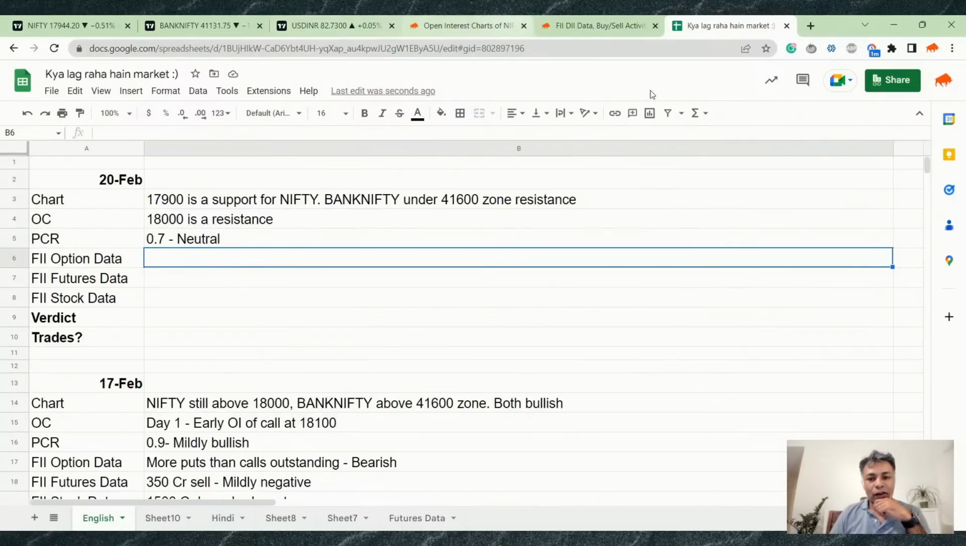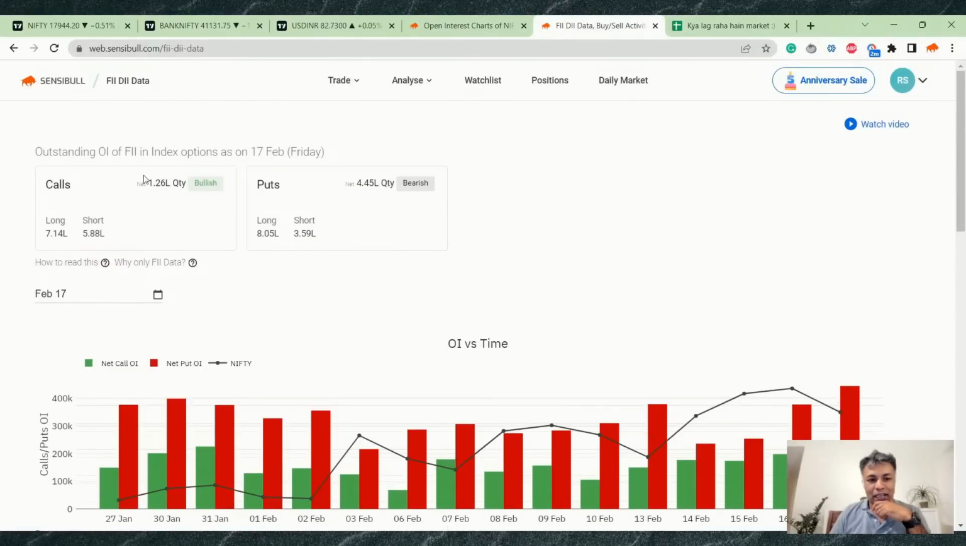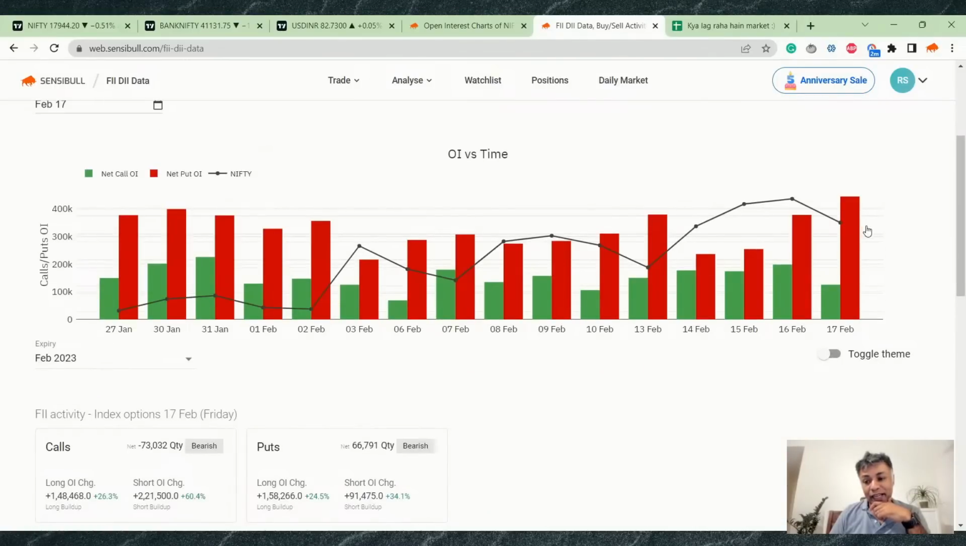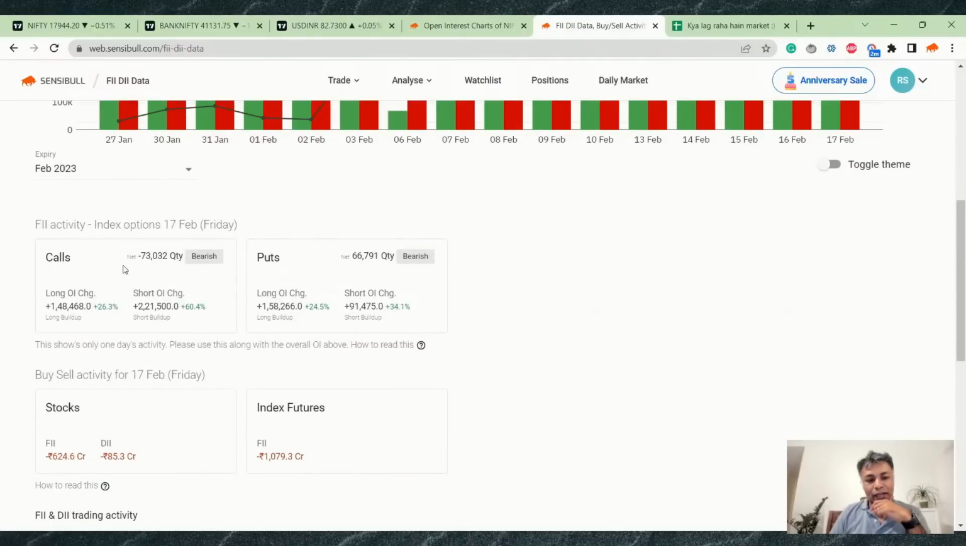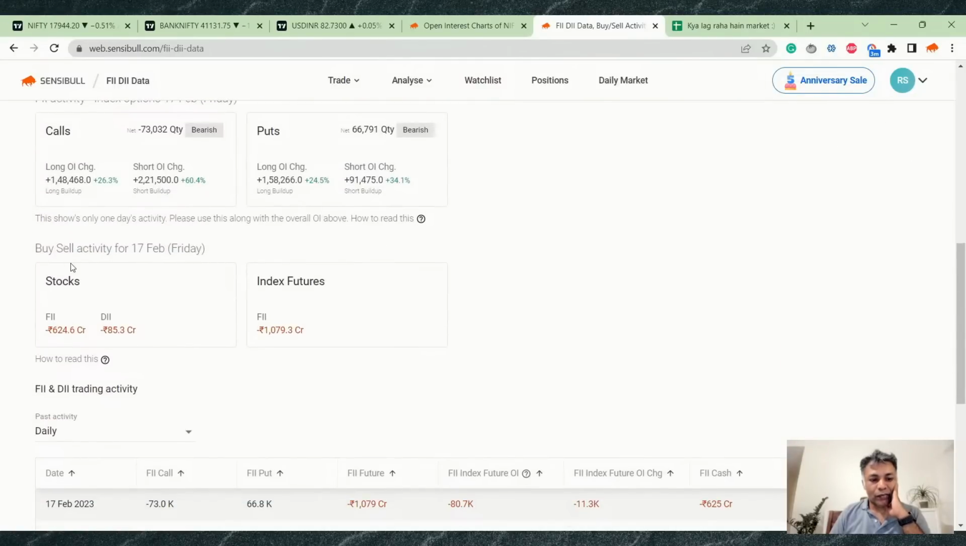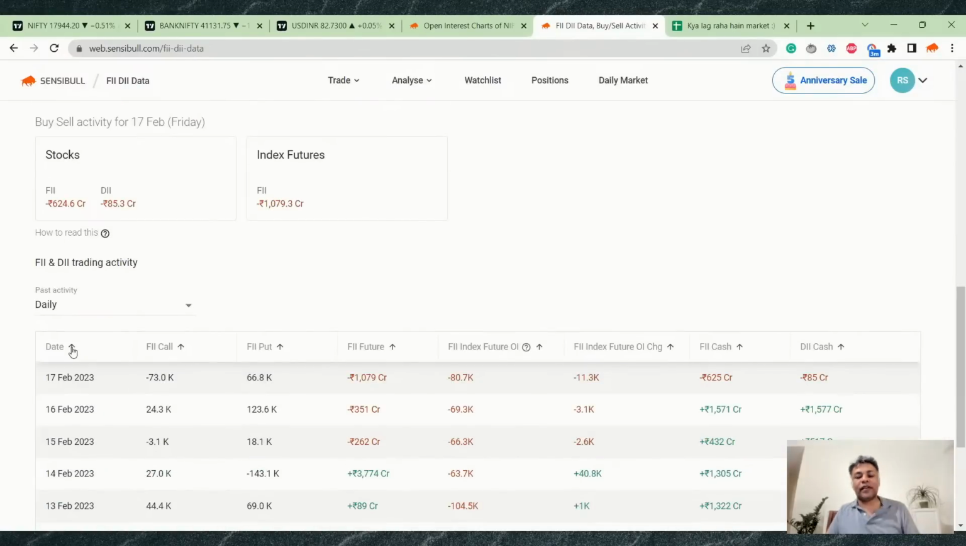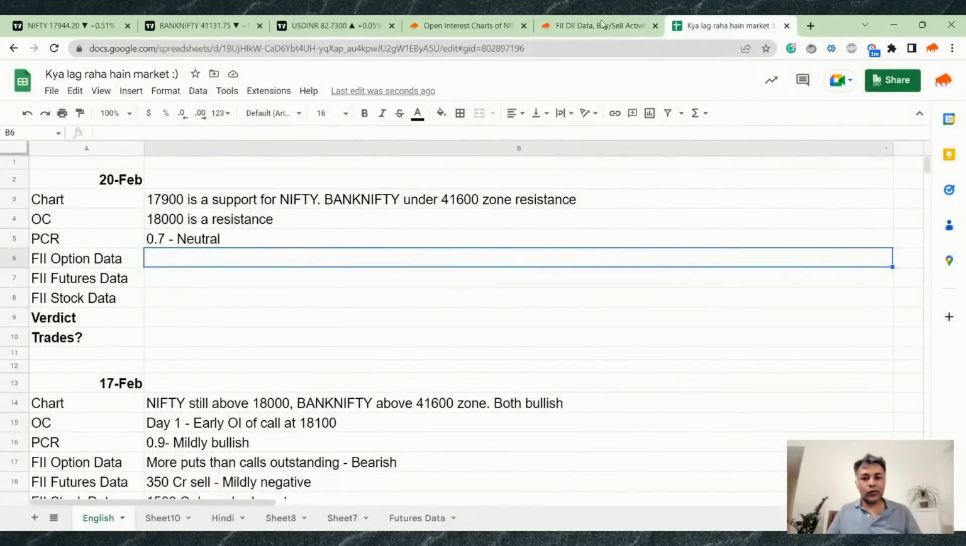Now, if you go to FII option data, this is where negativity lies. There's only 1.2 lakh calls outstanding, 4.45 lakh puts outstanding, almost three times as many puts as calls. And FII sold 73,000 calls on Friday and bought 66,000 puts. And if you look at buy sell activity, 1,000 crores sold, right? And in futures and stocks, 600 crores sold. So overall, right, FII, everything is negative. So massively negative on option chain.